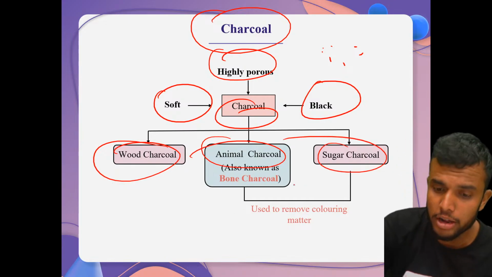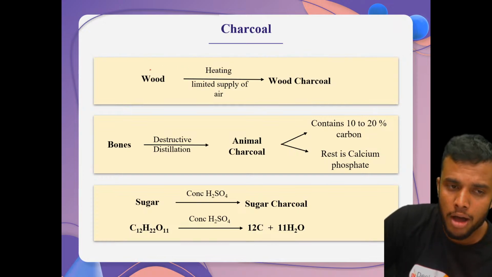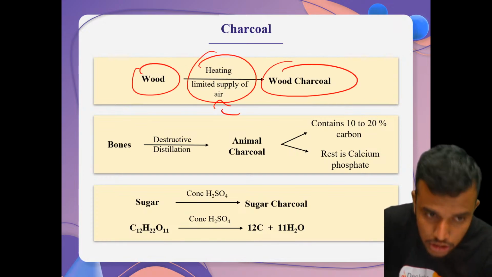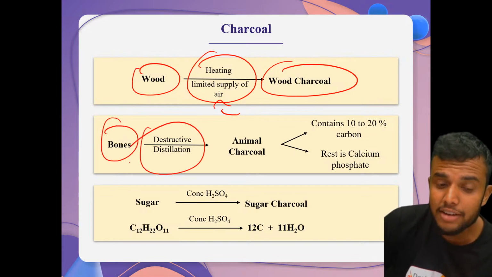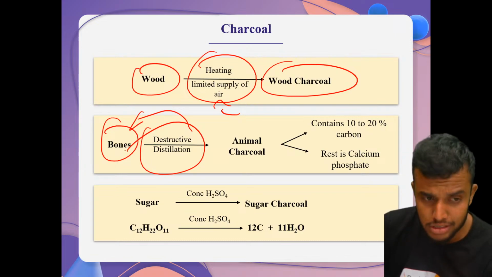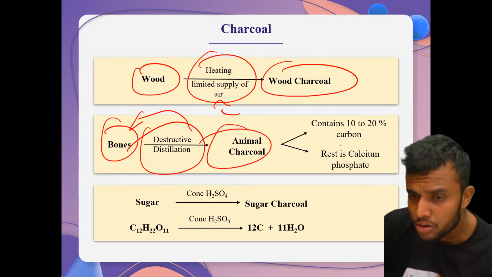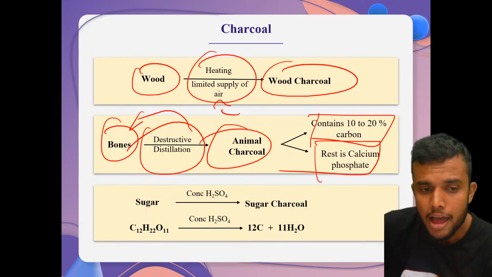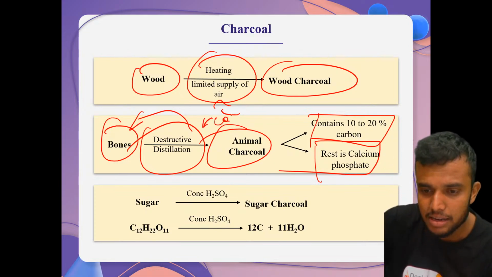These 2 charcoals are used to remove coloring agents. How is it formed? Simply heat the wood in the presence of a limited supply of air, then you get wood charcoal. By destructive distillation of bones, we obtain animal charcoal, which contains 10 to 20% carbon and the rest is calcium phosphate. Why? Because bones consist of calcium.